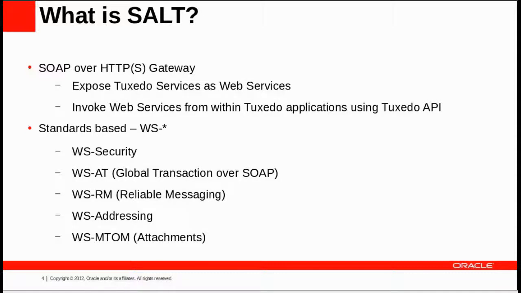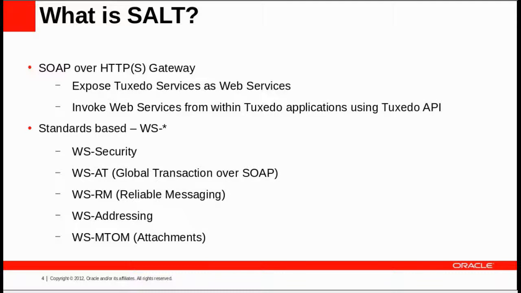Service here means web service. What SALT really is, is a SOAP over HTTP gateway for Tuxedo. It was created in the spirit of Tuxedo to be a fast and reliable way to expose Tuxedo services as web services or to access web services from Tuxedo. SALT is standards-based because it is designed to let Tuxedo applications interoperate across vastly heterogeneous environments.